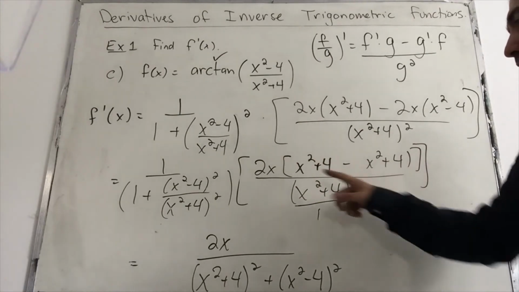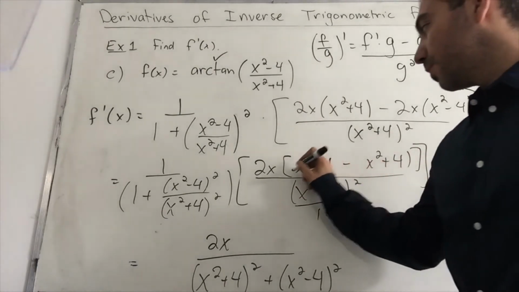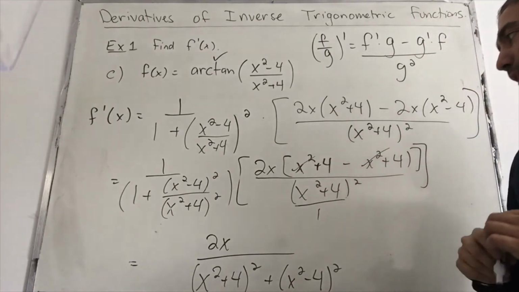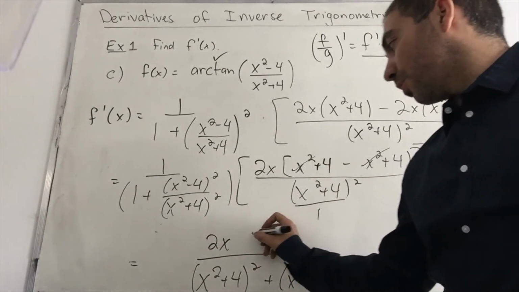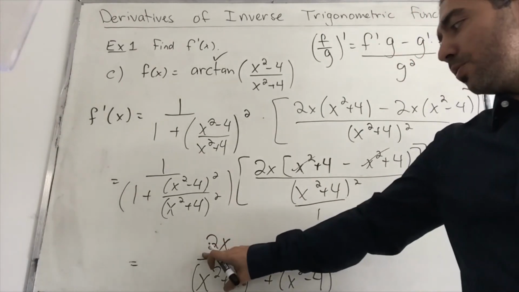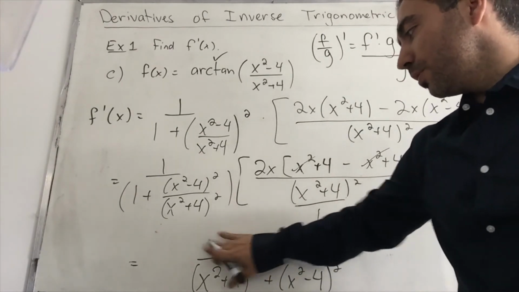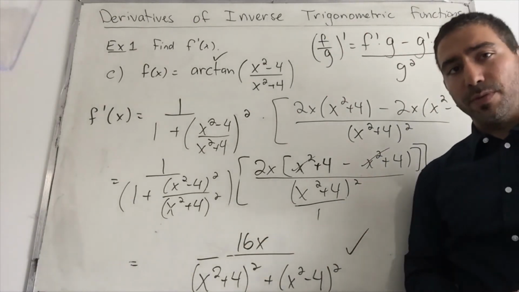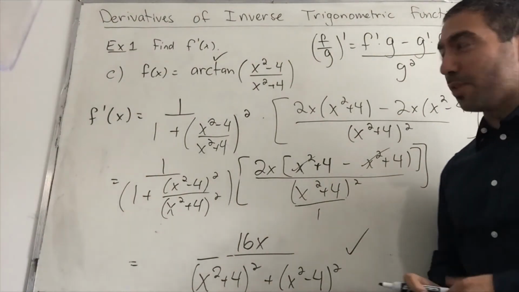And now x squared and minus x squared cancel. Same number, opposite sign. And then we have plus 4, giving us plus 8. So on the numerator we have 8. And then we had a 2 in the front, so we'll just multiply 8 times 2, giving us 16x. And this is the answer. So if you got this, great work. If not, we'll keep practicing.